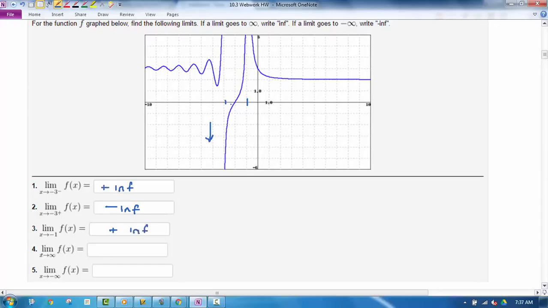And then the limit as x approaches infinity of the function as you go out to the right looks like it approaches 2, and negative infinity looks like it approaches 3.